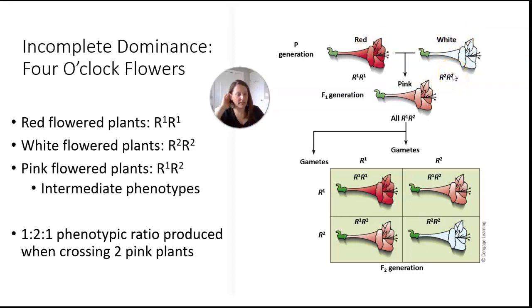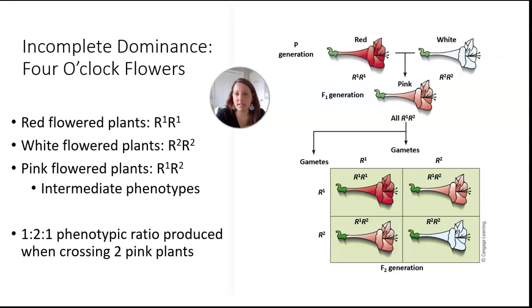So again, very different. We're not going to use just a capital letter and a lowercase letter, right? Because we don't have true dominant and recessive. So instead, we're going to use this superscript to the right of the letter. Okay, so again, one allele is R1, the second allele is R2. For a homozygous red flower producing plant, the genotype would be R1, R1. For a homozygous white flower producing plant, the genotype would be R2, R2.